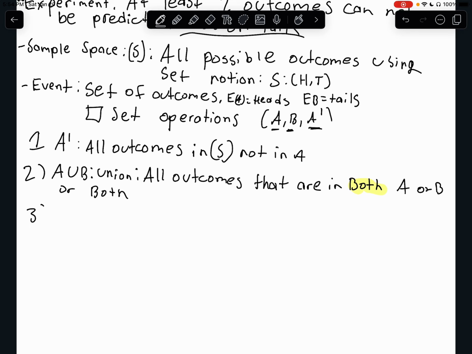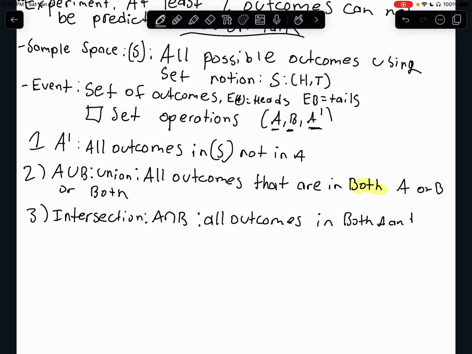Third one we can call intersection. As we write this, it's the A opposite sign, so instead of going up, it's going to go down, and B. This is all the outcomes in both A and B. While before it was the union of A or B, this is all outcomes in A and B.